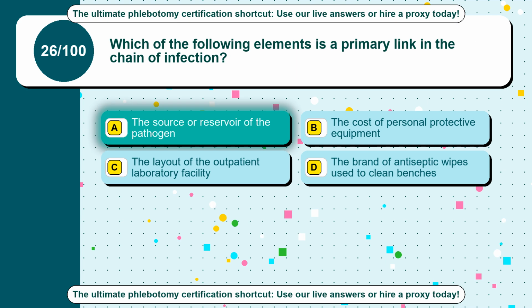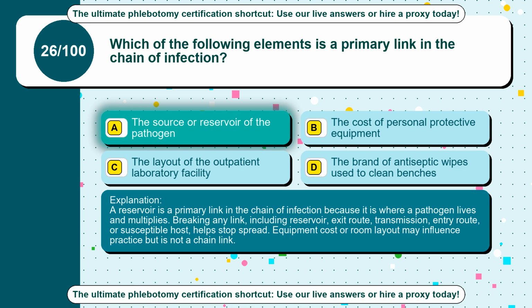The correct answer is option A, the source or reservoir of the pathogen. A reservoir is a primary link in the chain of infection because it is where a pathogen lives and multiplies. Breaking any link, including reservoir, exit route, transmission, entry route, or susceptible host, helps stop spread. Equipment cost or room layout may influence practice but is not a chain link.